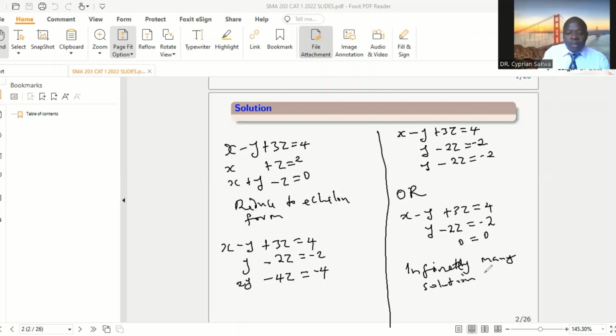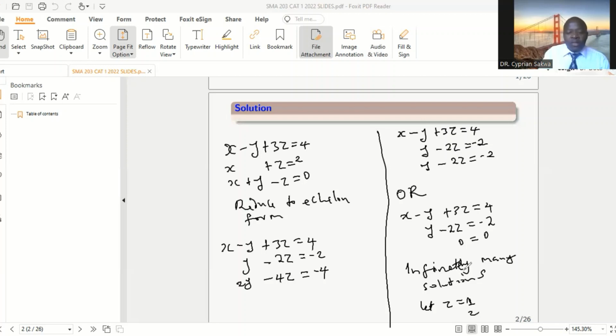Now, why do we say that it has infinitely many solutions? We say that because the free variable that we have here is only z. Only z is a free variable, so we can let z be 1. That means we get a value of y and a value of x. We can also let z be 2, and then there'll be a different value of y and a different value of x.